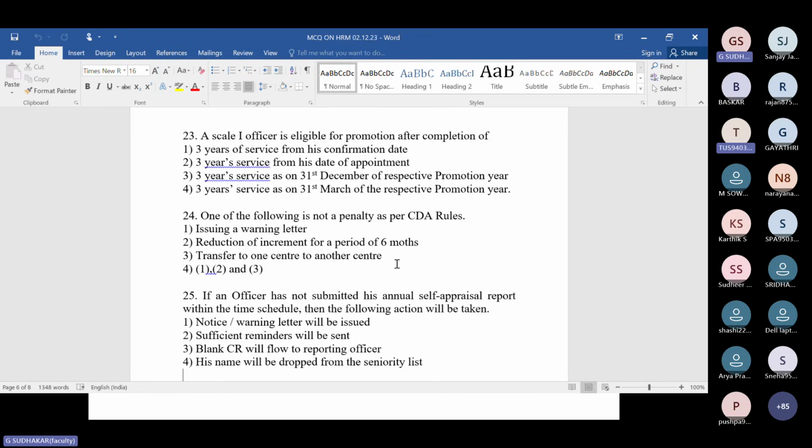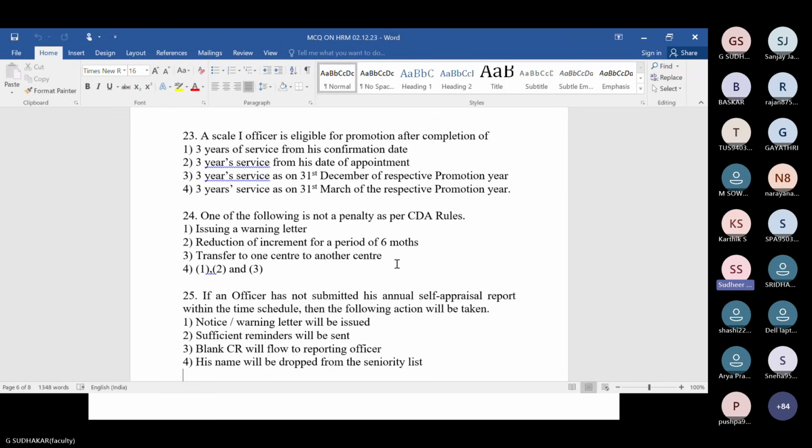Reduction of increment for a period of 6 months will not be a penalty as per minor or as per major. Transfer from one center to another center is not a penalty. This is for the convenience of the management only. It is not a minor, not a major penalty. So option is 4, 1, 2, 3 are all not penalties. That is the correct answer.